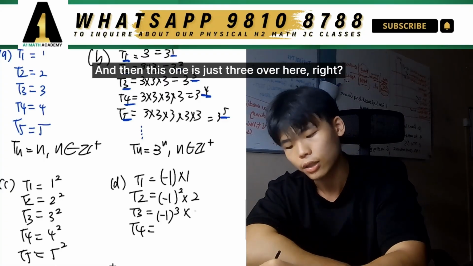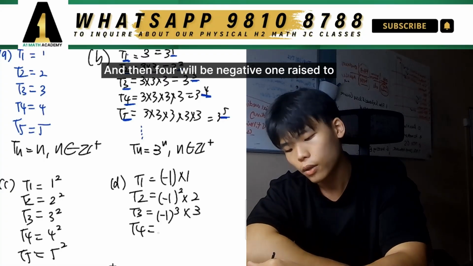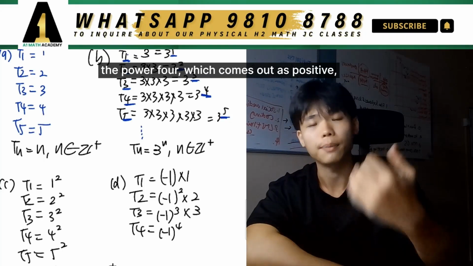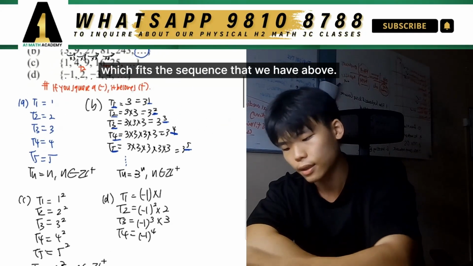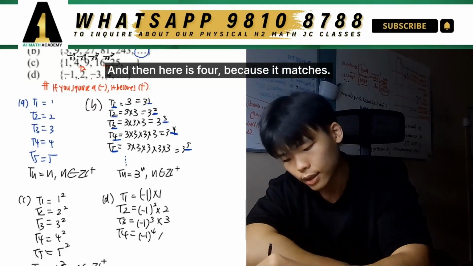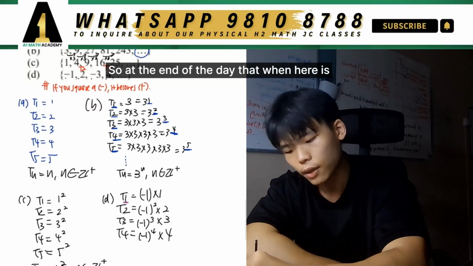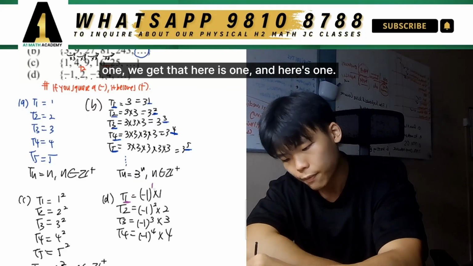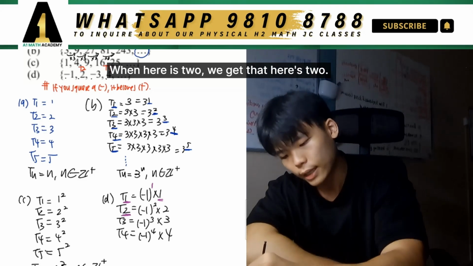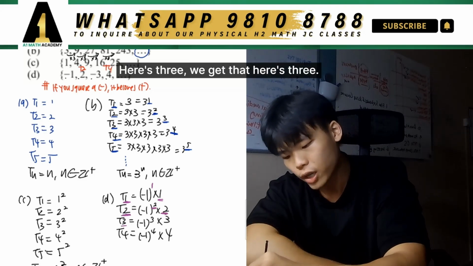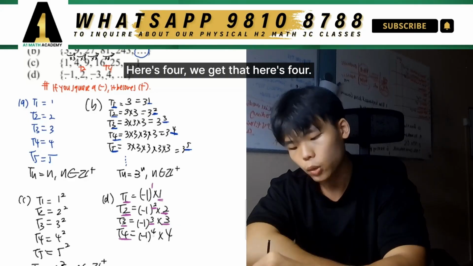And then this one is just 3 over here, right? And then 4 will be -1 raised to the power of 4, which comes out as positive, which fits the sequence that we have above. And then here is 4 because it matches. So at the end of the day, when here is 1, we get that here is 1 and here is 1. When here is 2, we get that here is 2, here is 2. When here is 3, we get that here is 3. Here is 4, we get that here is 4.